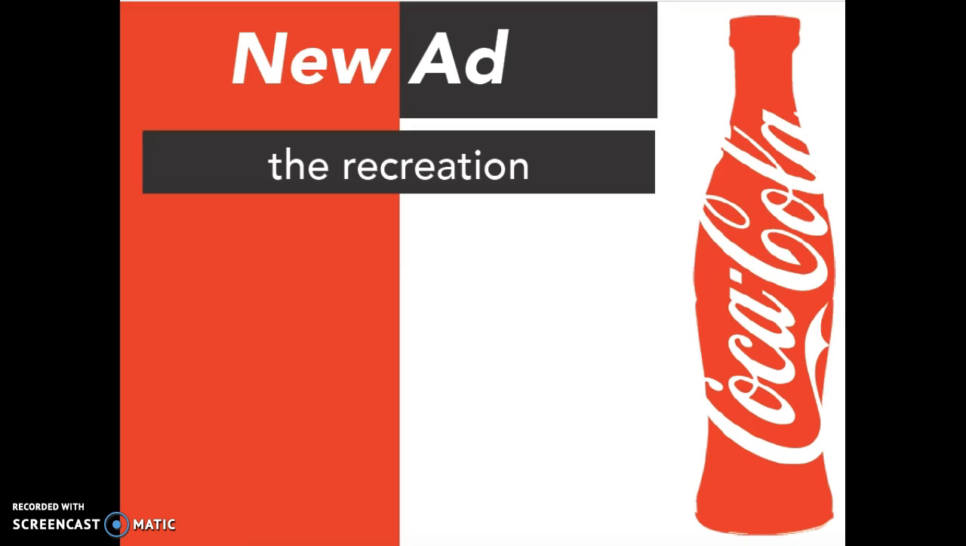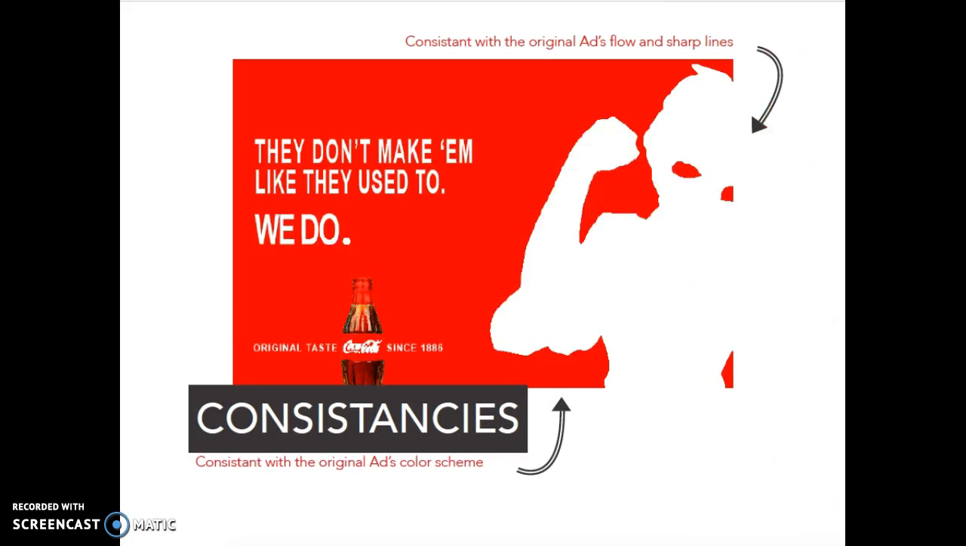I just wanted to show you guys my new ad now and show you how I implemented all those different features. First, I wanted to show you the flow and the negative space. I was able to use negative space by using, what's her name? I just forgot it. It's something the Riveter. Rosie the Riveter. There we go.